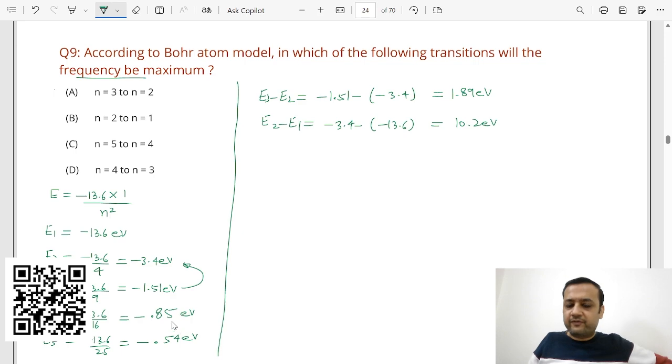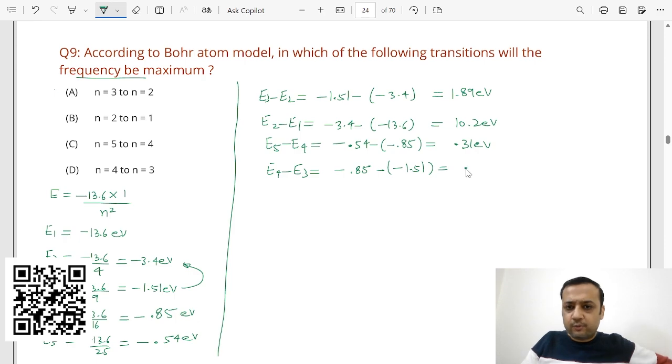5 to 4, if you check, is a very small energy difference, nearly 0.29 I guess, 0.31 I guess. That is the energy difference of E5 minus E4: E5 is minus 0.54 minus of minus 0.85, so I think this becomes 0.31 electron volt. And then E4 minus E3: minus 0.85 minus minus 1.51, so I think this is becoming 0.66 electron volt if I'm not wrong. So clearly the second one, E2 minus E1, has the highest energy photon, which means its frequency will also be highest. I hope you have understood.